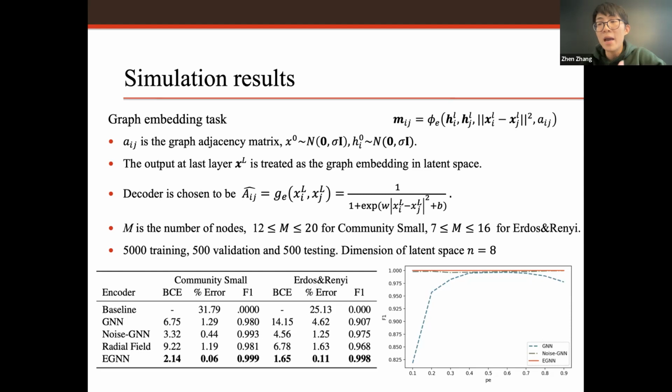But if you want to map it into a latent layer, you just store the node information, where the dimension of the node feature is n, then your memory cost will be m times n. So if n, the dimension of the node feature, is much smaller than m, the number of nodes, then you can save a lot of memory when you are modeling a graph.